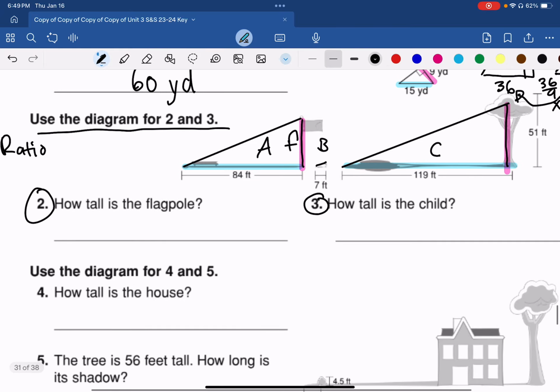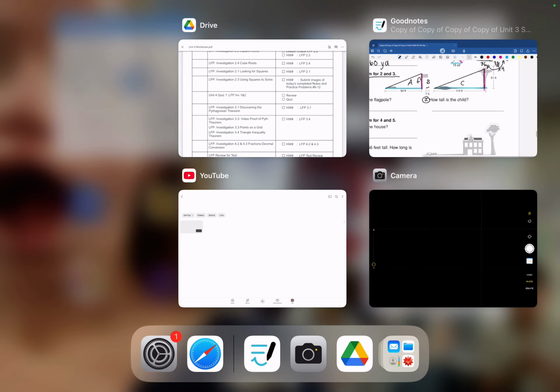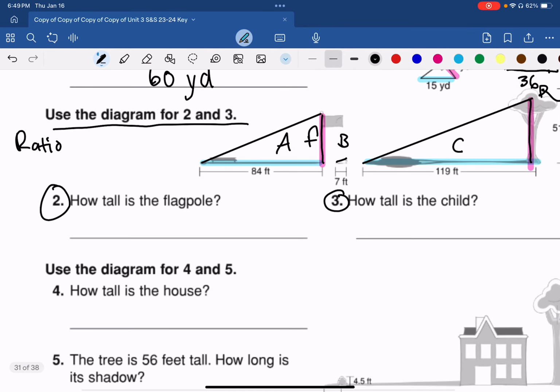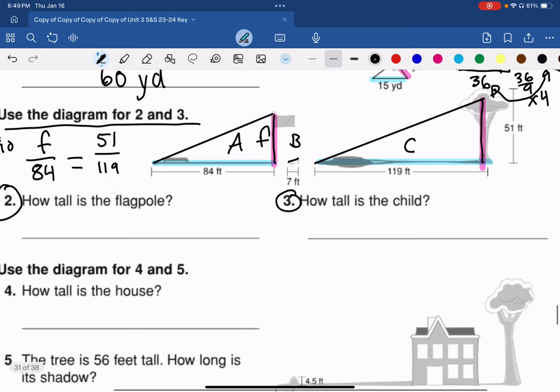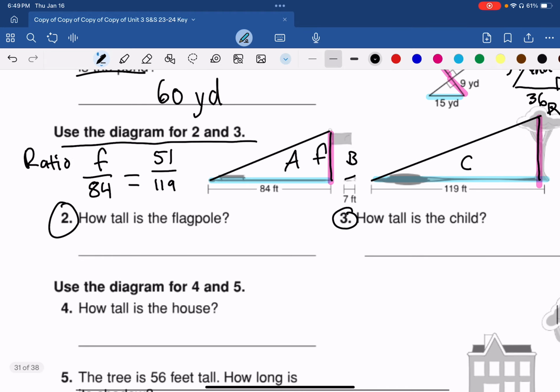All right, so I need to know the ratio of the flagpole to its shadow. But since these shapes are similar, I know that ratio is going to be the same thing as the height of the tree to its shadow, right? Height over shadow, height over shadow. Does that make sense? All right. So that means I can cross multiply. And if you'd like, pause the video, see if you can get this one on your own.